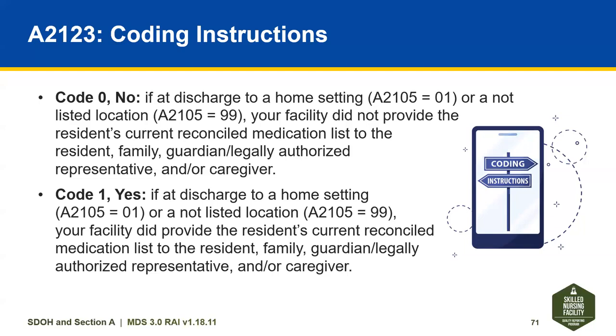and the facility did provide the resident's current reconciled medication list to the resident, family, guardian, legally authorized representative, and or caregiver. Remember, the recipient of the current reconciled medication list can be the resident, family member, significant other, guardian, legally authorized representative, and or caregiver in order to code 1, yes. You should also ensure that you're choosing the most appropriate way to provide this information to the resident and or their family, significant other, guardian, legally authorized representative, and or caregiver. It's not necessary to provide the current reconciled medication list to all of these recipients in order to code 1, yes.